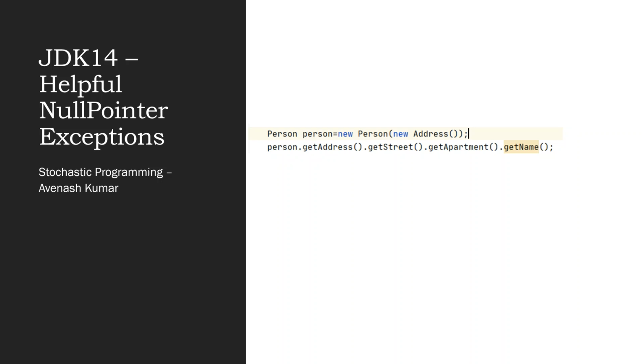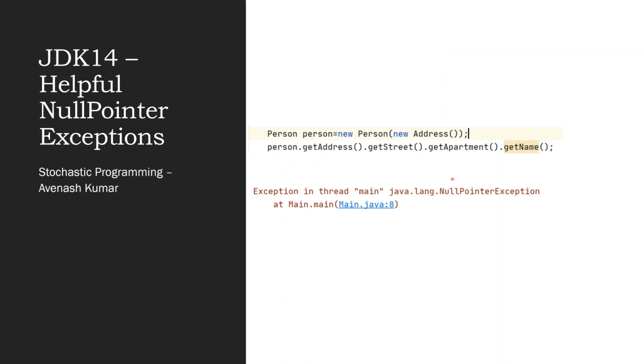Another good example where this feature can help us to pinpoint exactly which null reference object invoked what method. As we can see from the code, the main objective is to fetch the apartment name. In between that, we are accessing multiple nested objects. And guess what? This line of code returns a null pointer exception.